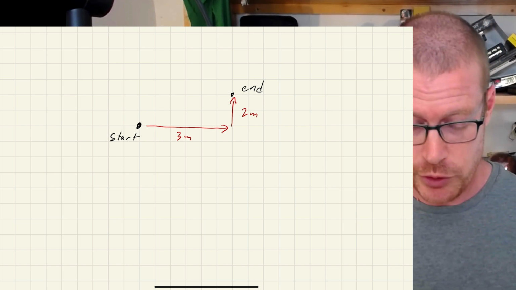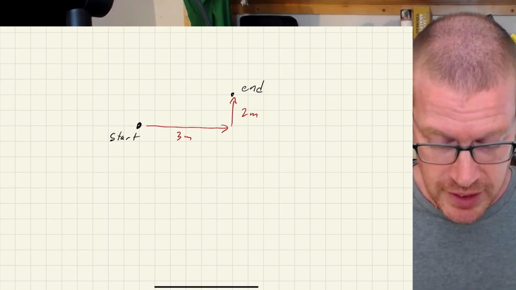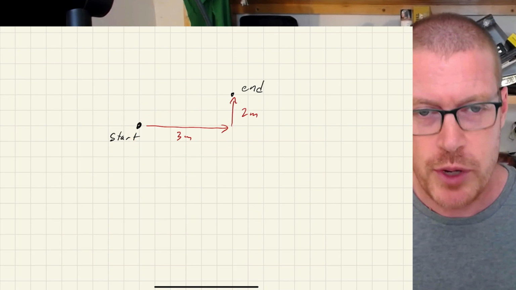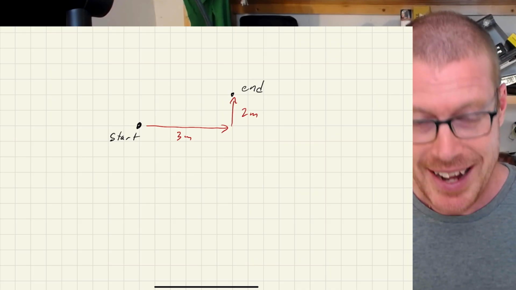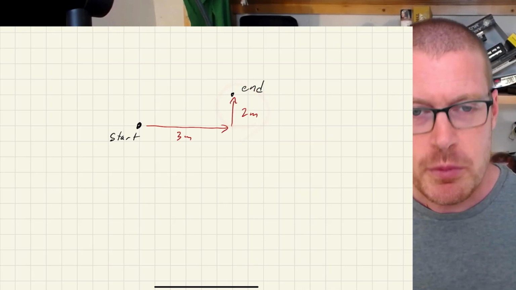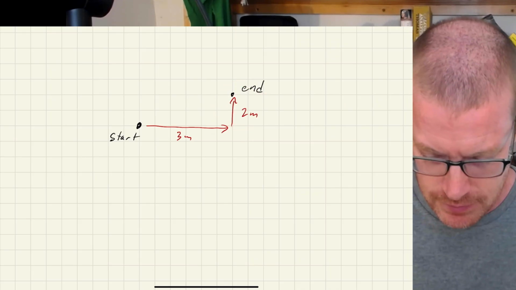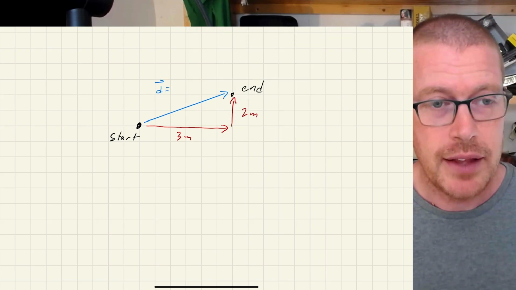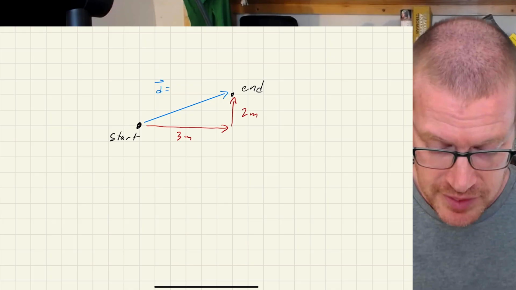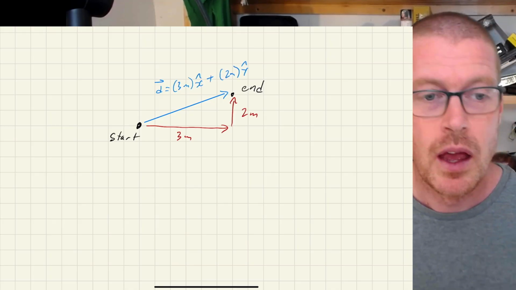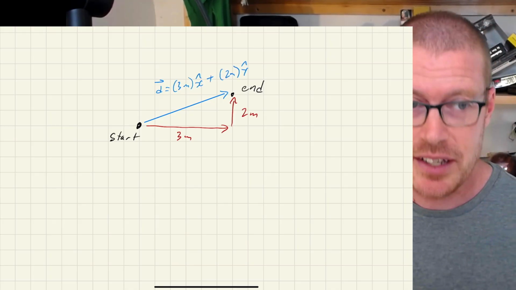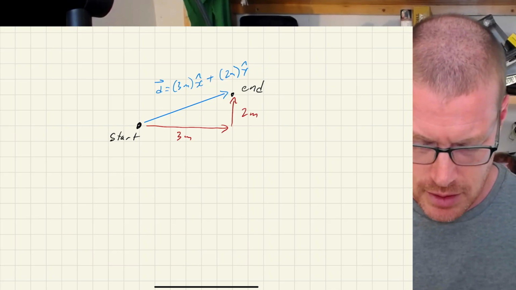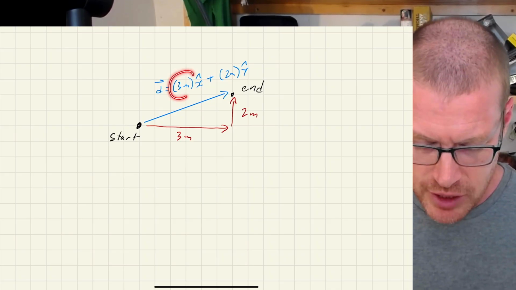This is a simple sort of problem. We're just wanting the sum of a 3 meter vector in the x direction and a 2 meter vector in the y direction. And that sum can be written as 3 meters x hat plus 2 meters y hat. Note that we include the units here.